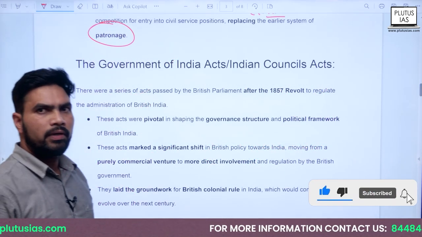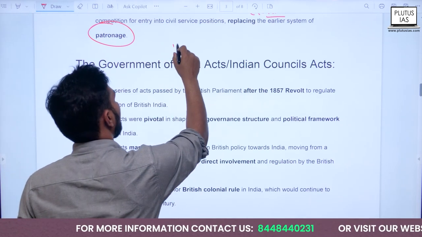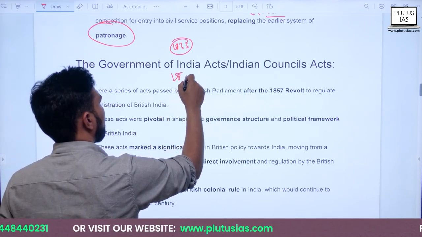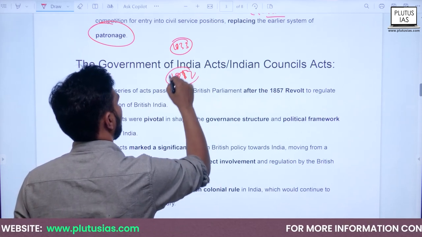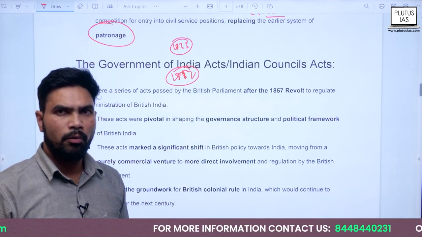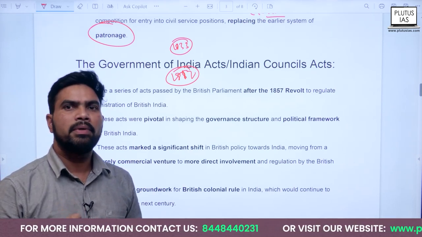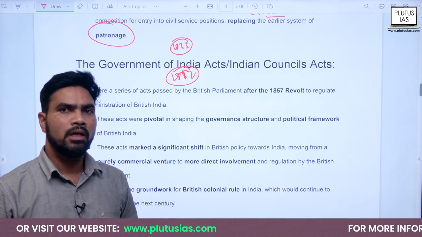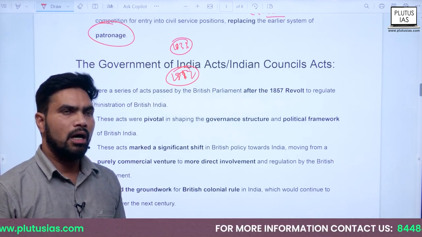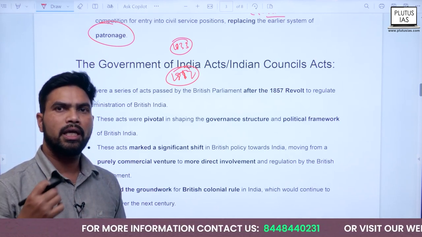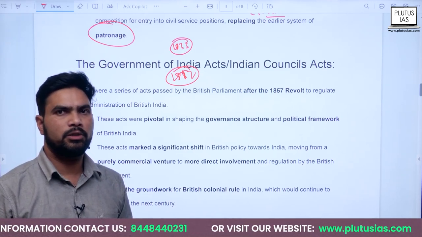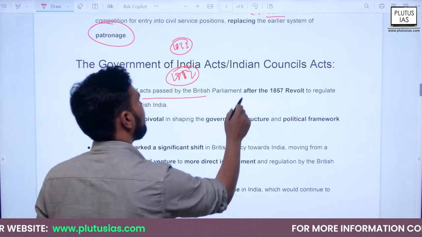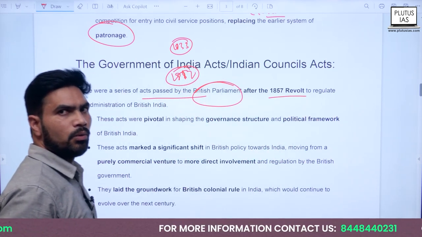Right. So the 1833 Act is the last one in the Charter Acts. So as we all know, the 1857 revolt took place. So since then, a lot of changes have come in the administration of India. The East India Company stopped acquiring new territories, and the same has been reassured by the British Parliament. And also, the Indian territories directly came under the control of the British monarch, the Queen. Right. So these were a series of acts passed by British Parliament after the 1857 revolt.